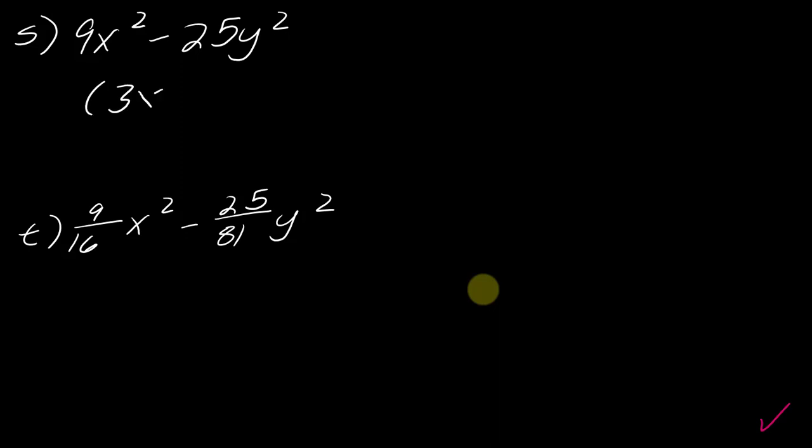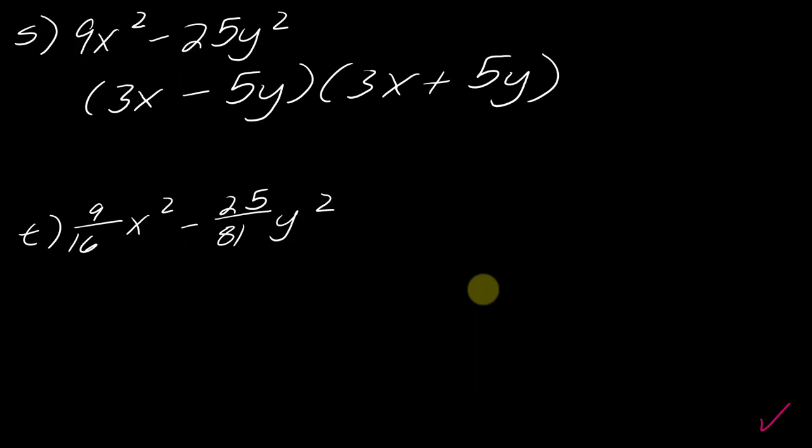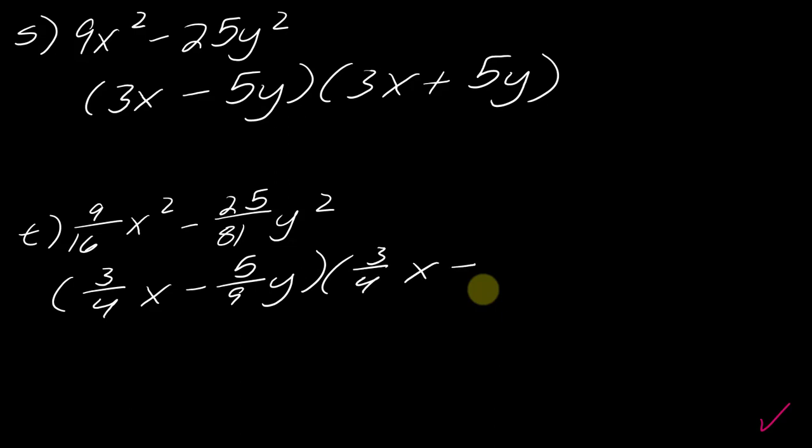So this is going to be 3x minus 5y and 3x plus 5y. Now for this last one, again, you just worry about the top and the bottom piece. So this is going to be 3 over 4x minus 5 over 9y, and then just the opposite of that, right? 3 over 4x plus 5 over 9y.